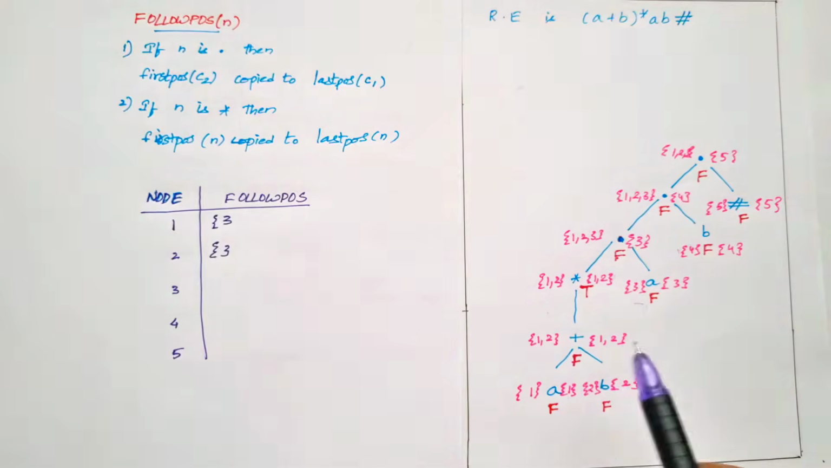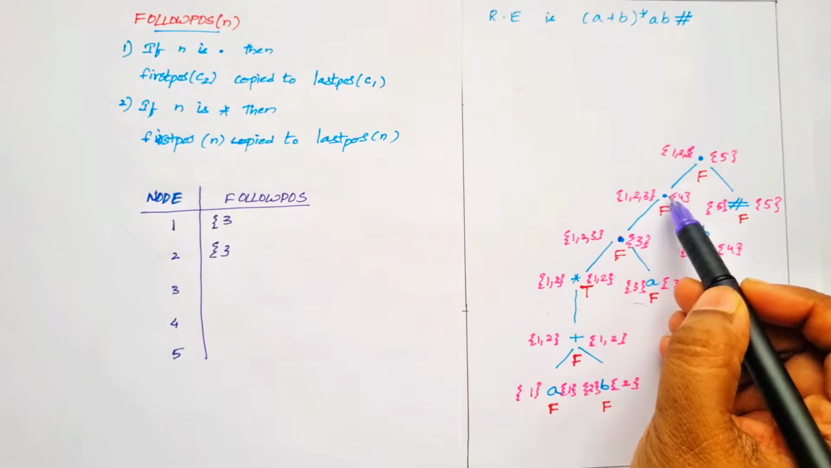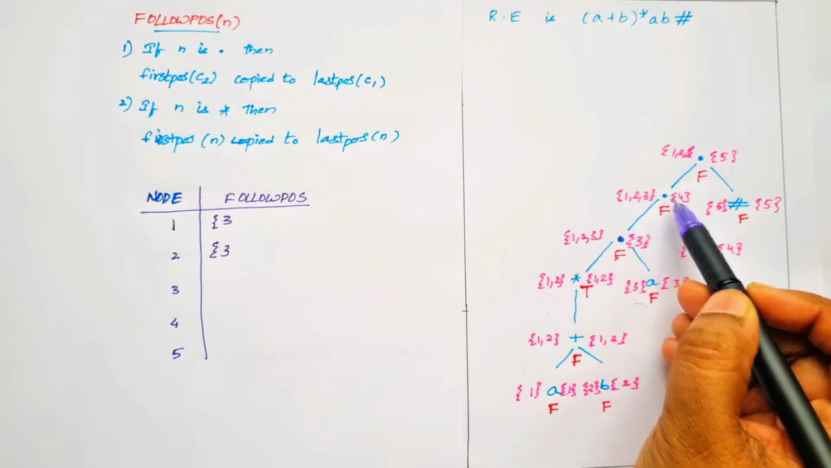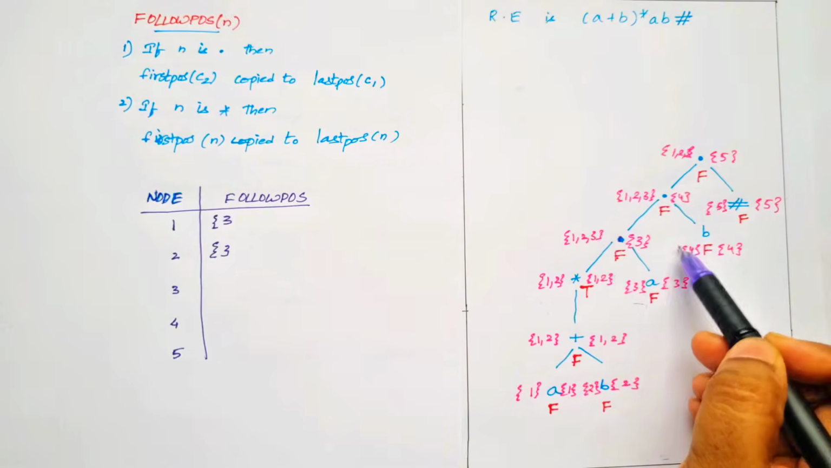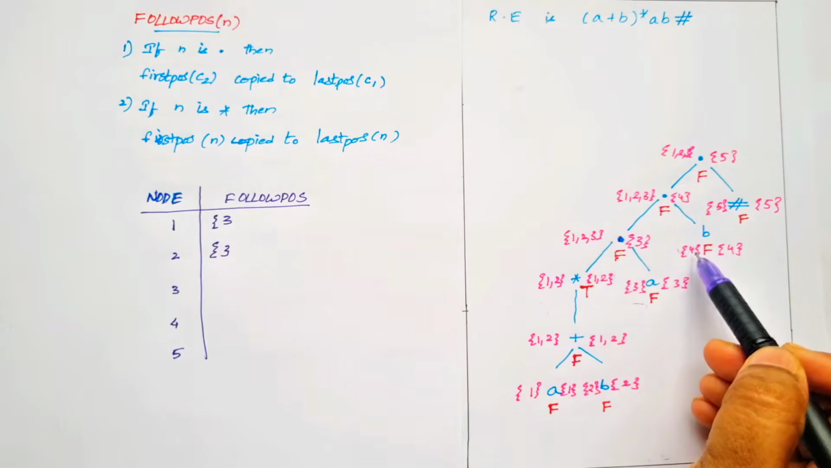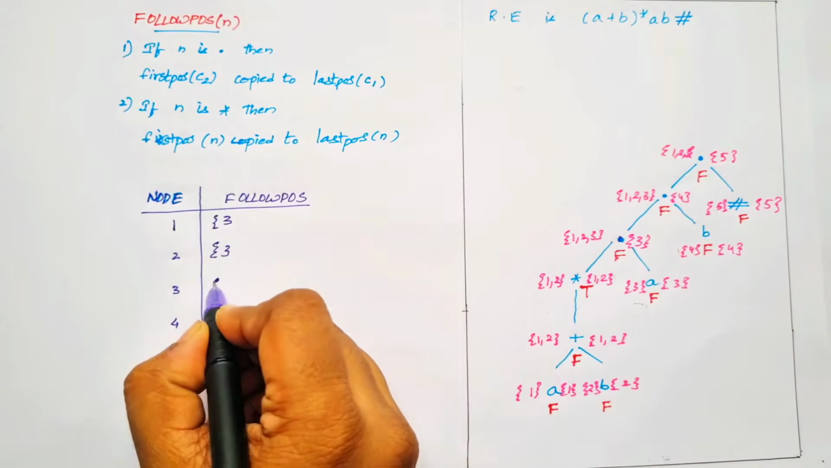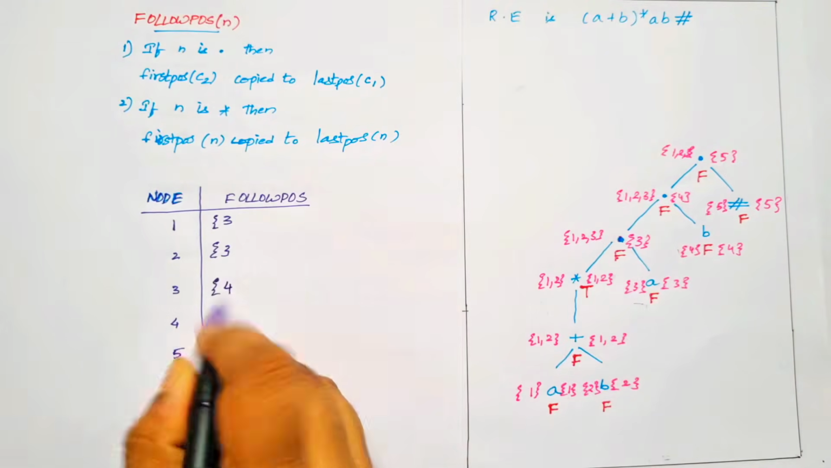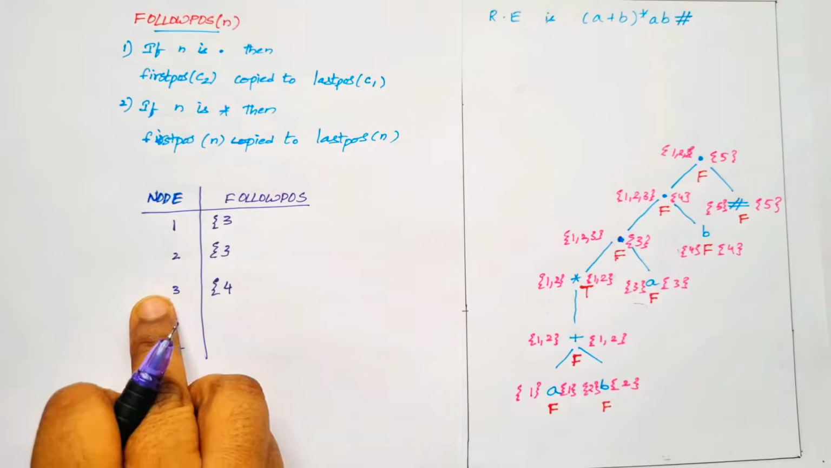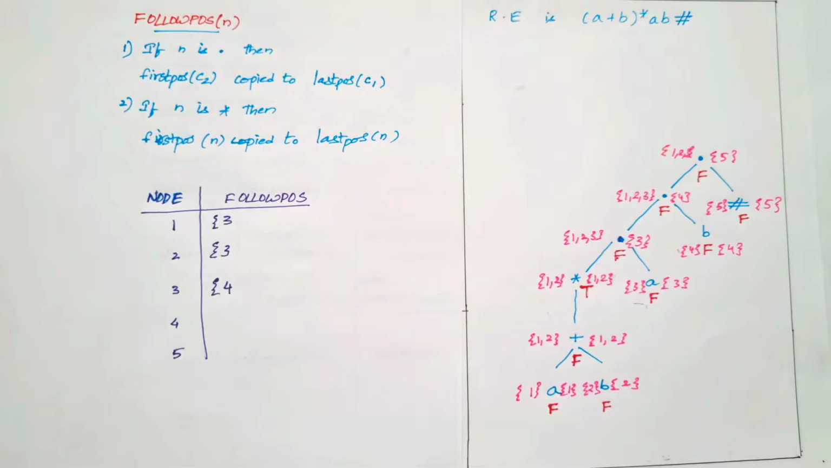We will find out follow position for these nodes. See here, next, this dot. Here the first position of C2 is 4. 4 is copied to last position of 3.